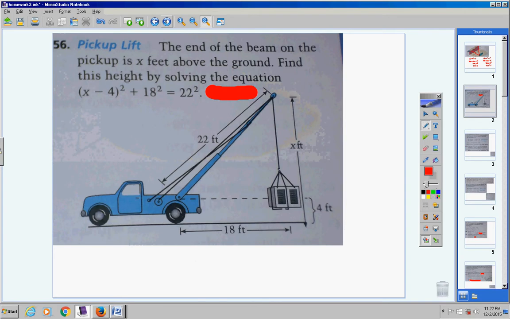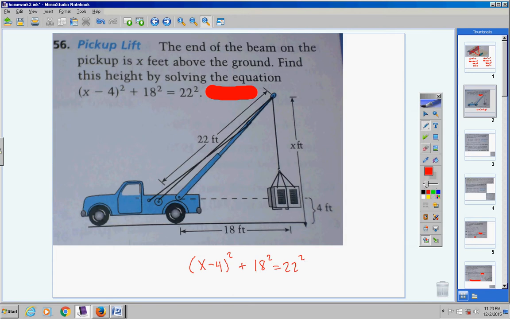Number 56. The end of the beam on the pickup is 6 feet above the ground. Find this height by solving this equation. Okay, fair enough. It's really not a word problem. They're just telling you to solve this equation. You know what I mean? So it's really not that difficult, but here we go. (x - 4) squared plus 18 squared equals 22 squared.